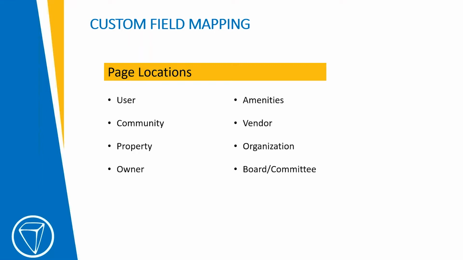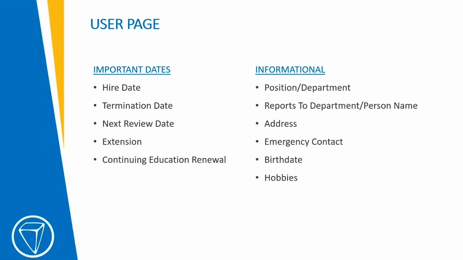So what we'll do is go through a lot of ideas. My goal is to give you inspiration on using those custom fields for your community's specific needs. So let's take a look at some of the examples that you would use for your internal users. Some of the things I could think of would be their hire date. If somebody leaves, their termination date.